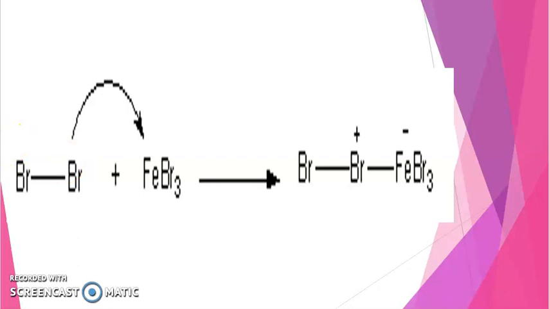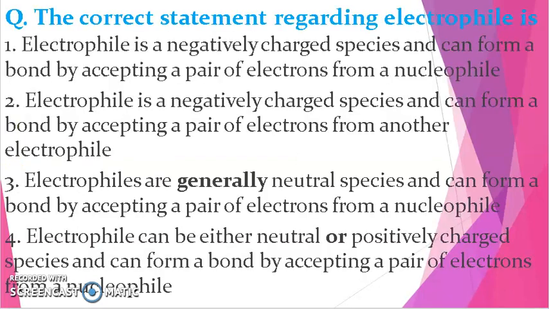Now come to the options here, then only you can understand the correct statement for the electrophile. The first option says the electrophile is a negatively charged species and can form a bond by accepting a pair of electrons from the nucleophile. They said the electrophile is negatively charged. In the first part itself it is wrong, correct? An electrophile is positively charged, so it is a wrong statement.